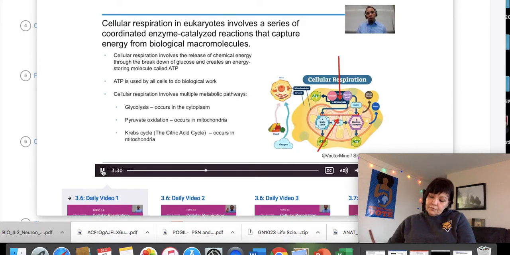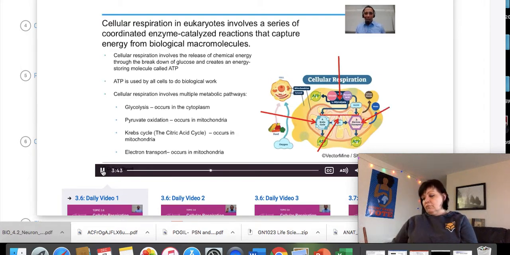The Krebs cycle, also known as the citric acid cycle, occurs in the mitochondria. And so there's your Krebs cycle, also known as the citric acid cycle. And then finally, we have the electron transport chain, which occurs in the mitochondria. So again, a lot of steps here, a lot of small pathways. I would stop, draw the picture, put glycolysis, pyruvate oxidation, Krebs cycle, electron transport.